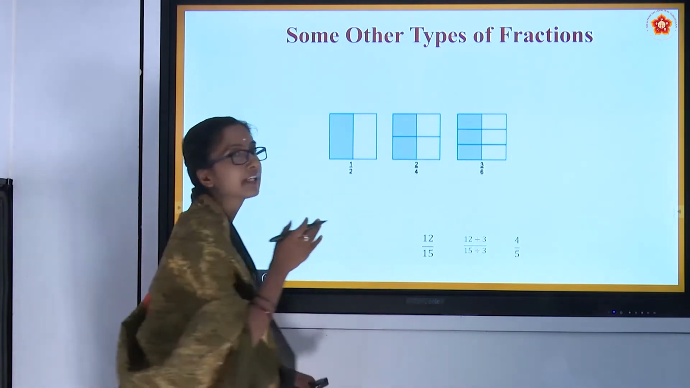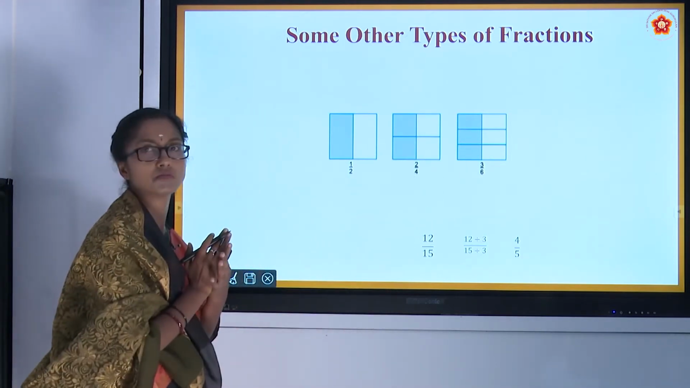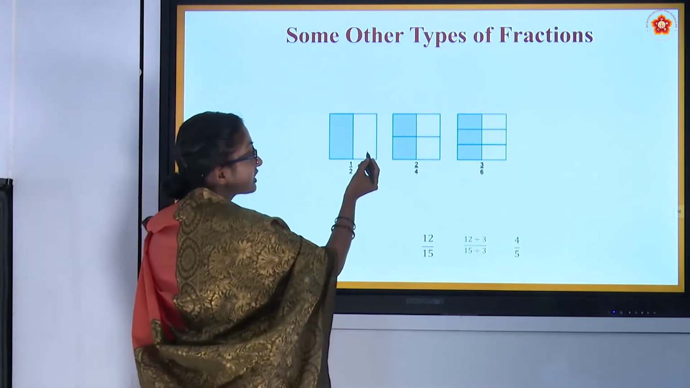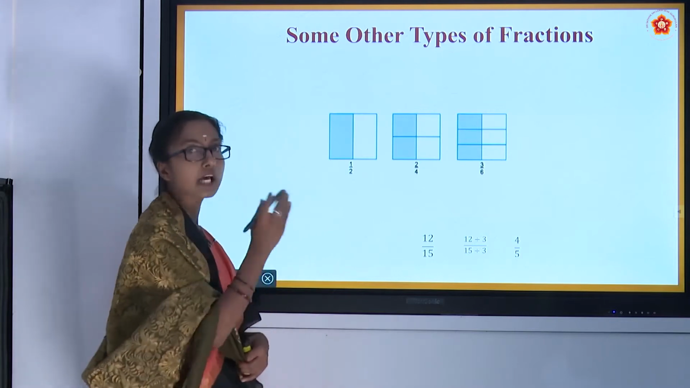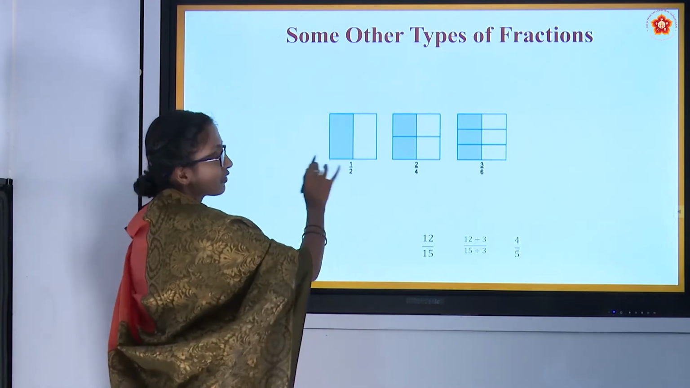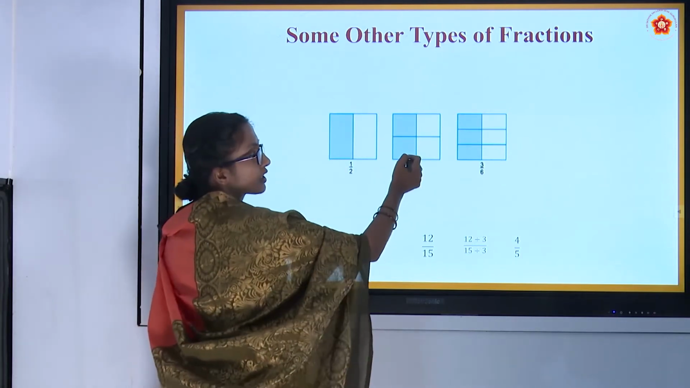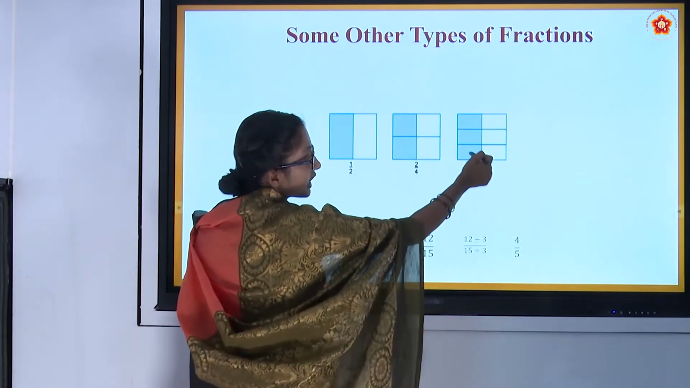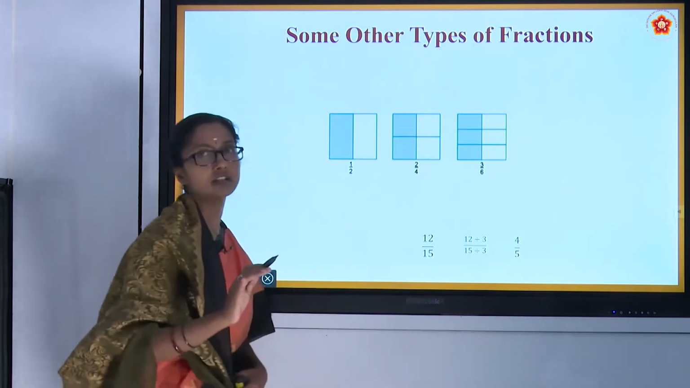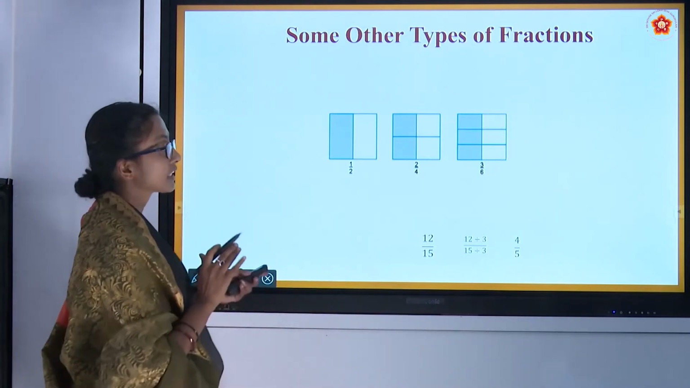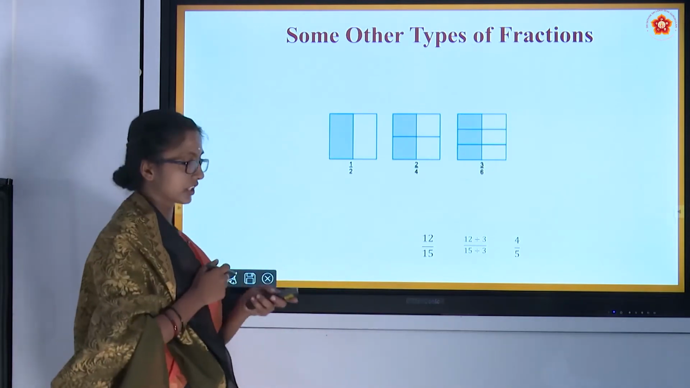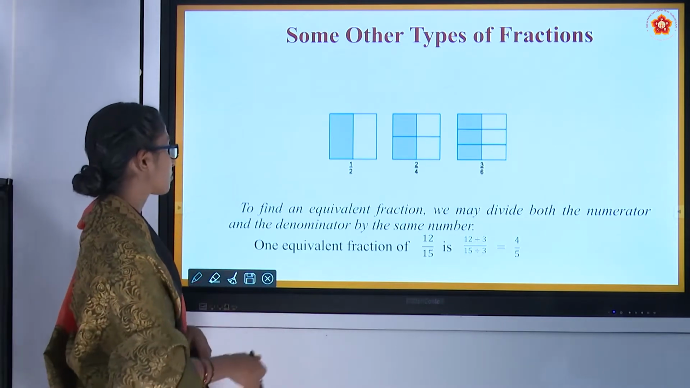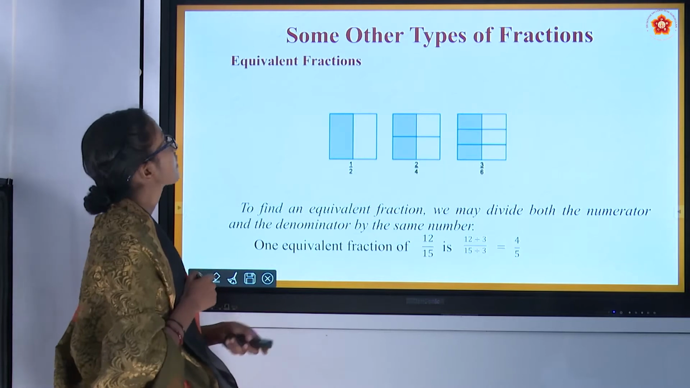all are divided into half and only the half part is shaded. The unshaded and shaded parts are both equal. One is shaded, one is unshaded. 2 are shaded, 2 are unshaded. 3 are shaded, 3 are unshaded. That means they are equally shaded and unshaded. So, such types of fractions we can call equivalent fractions.